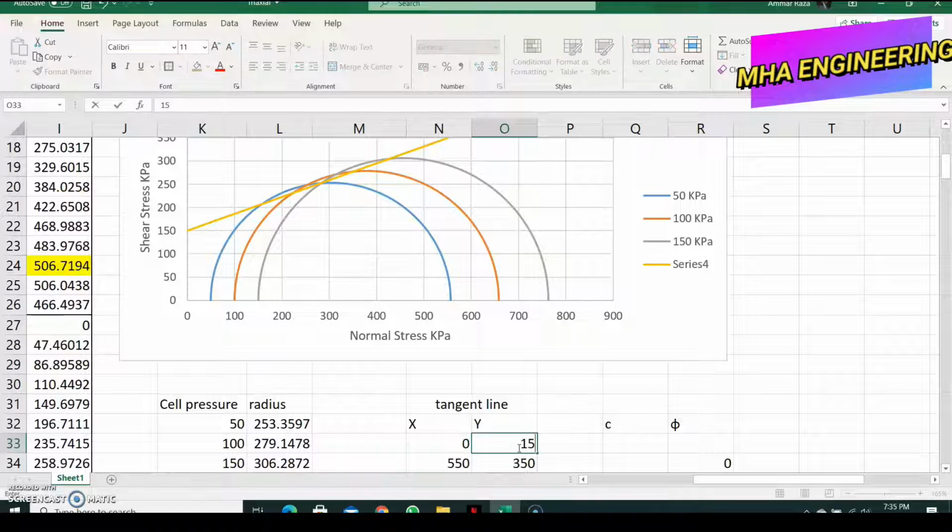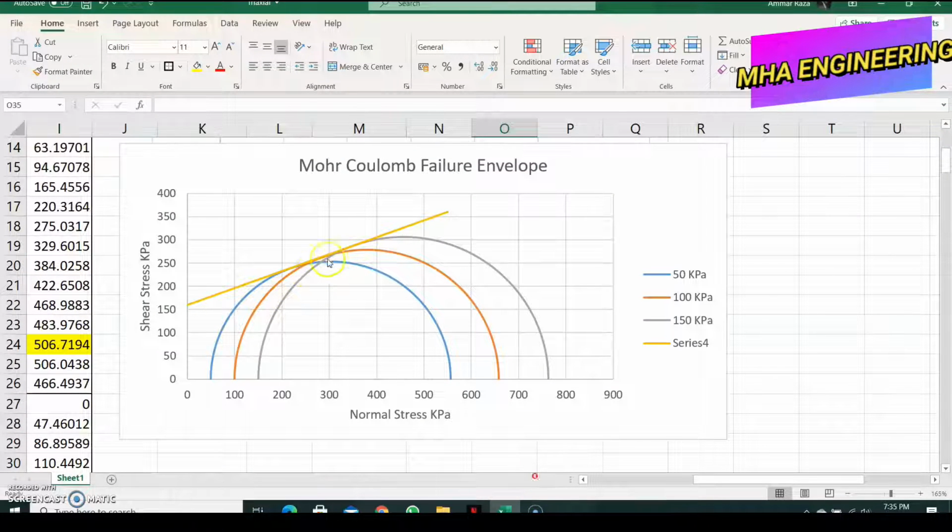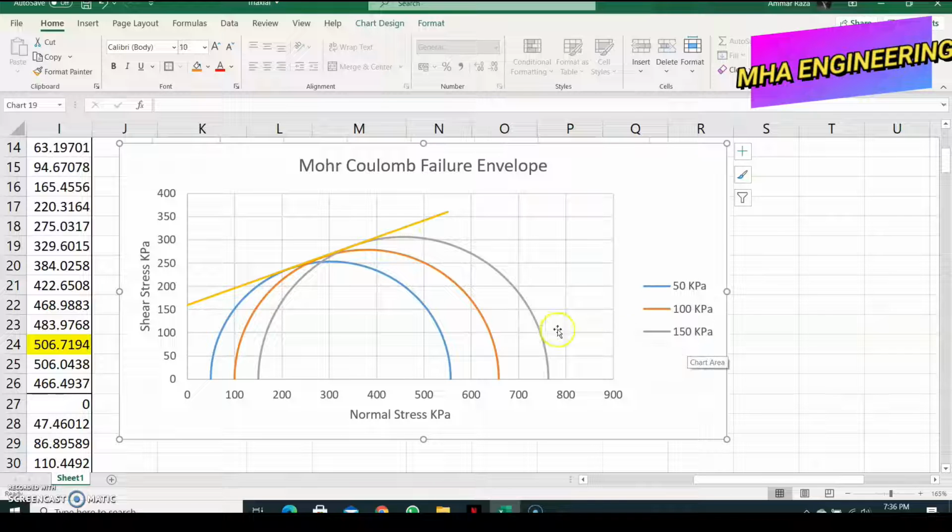So if we make it 155, we can see that our line is starting to move a bit. Or if we make it 160, and then for the other one, if we try 355 or 360, when it's 360, we can see that now the line is acting as a tangent for all the circles. It's touching the blue circle, the orange circle, and the gray circle, 50 kPa, 100 kPa, and 150 kPa. So now we have a line that is a tangent for all the circles.